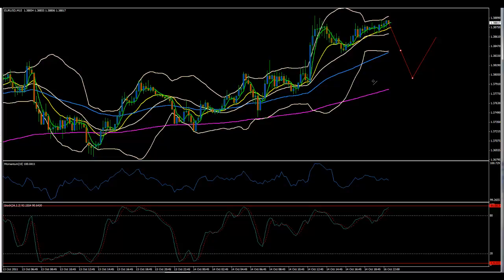And then what I'm going to expect is a drop back down after that. It's called a 1, 2, 3. This is the 1 point, 2 point, and a 3 point. But we have to have a significant breakdown.